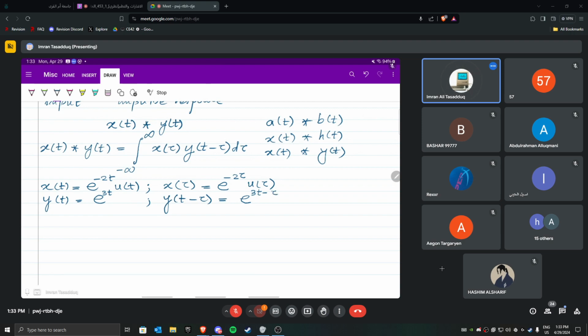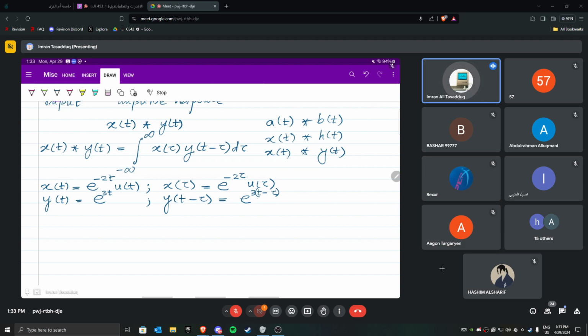Is this correct? I think no. No. Why? Because 3 will multiply by tau. Now here it cannot multiply by tau. Yes. So what should I do to correct it? Make brackets. Yes, exactly. So it should be like this.